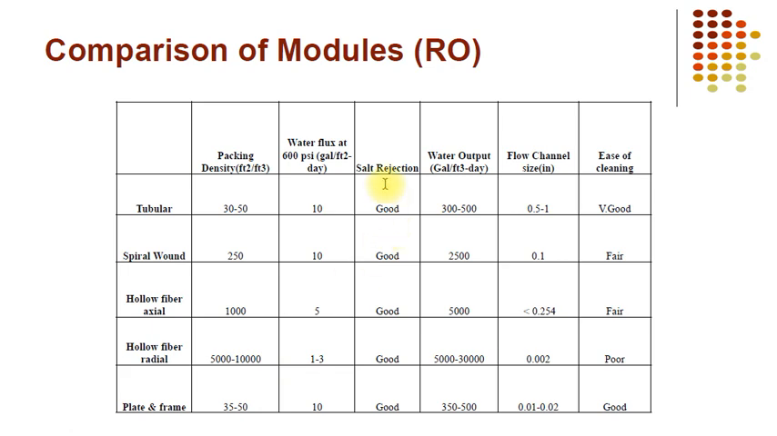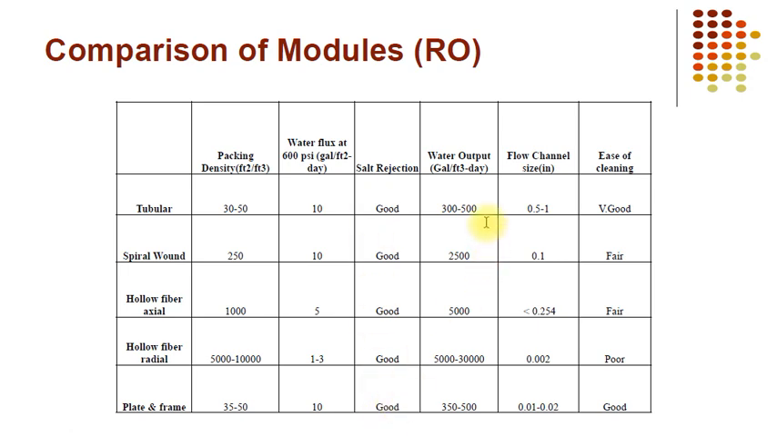Okay, next is the salt rejection. Salt rejection is a property which depends upon the membrane, not the membrane module geometry. So it is good for all types of membrane modules. This property does not depend upon the module geometry at all. It depends upon the type of membrane you are using, so it will be the same for all types of modules.